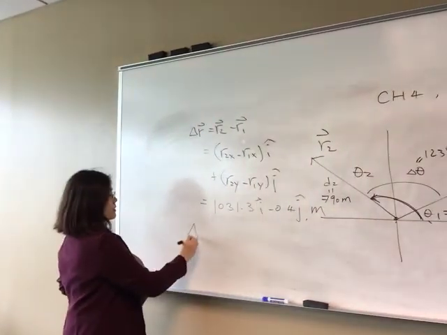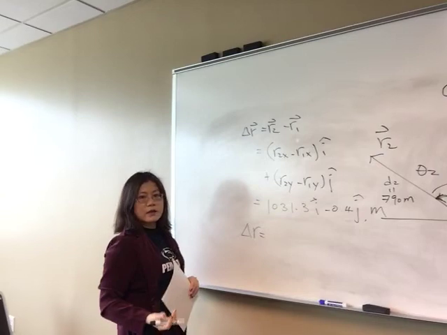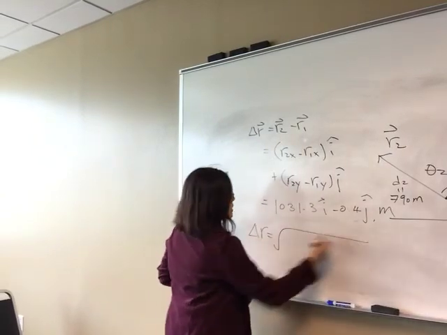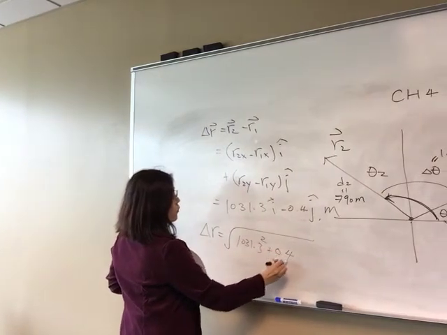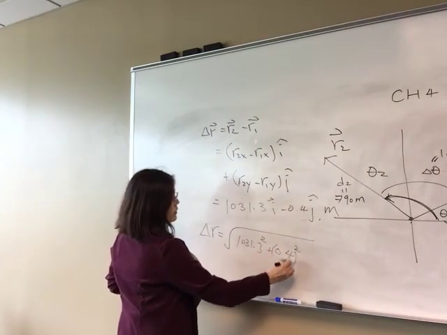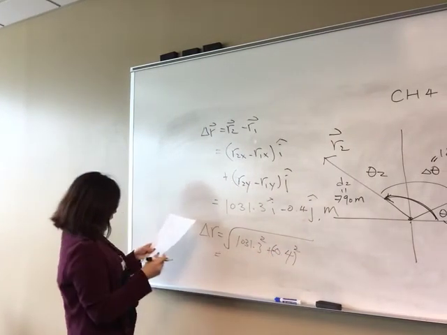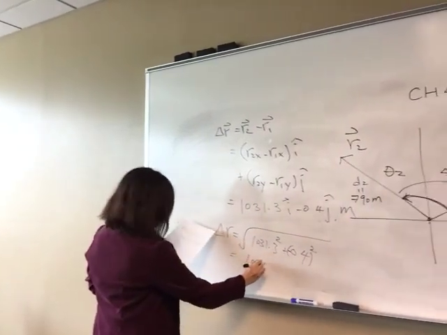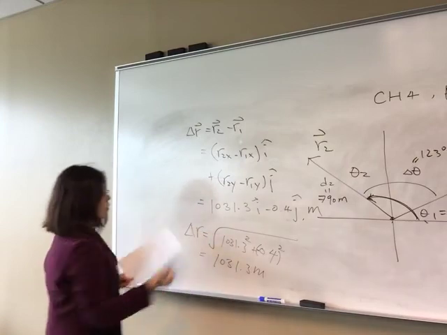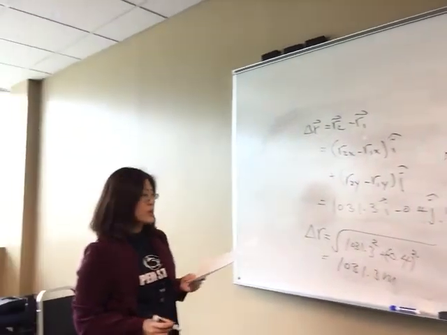So what is the magnitude of the displacement? Again, you have vectors, so that's just the square root of 1031.3 squared plus 0.4 squared. I'm dropping the negative sign here. So I calculate delta R, and that gives you 1031.3 meters. That's your delta R, the magnitude.